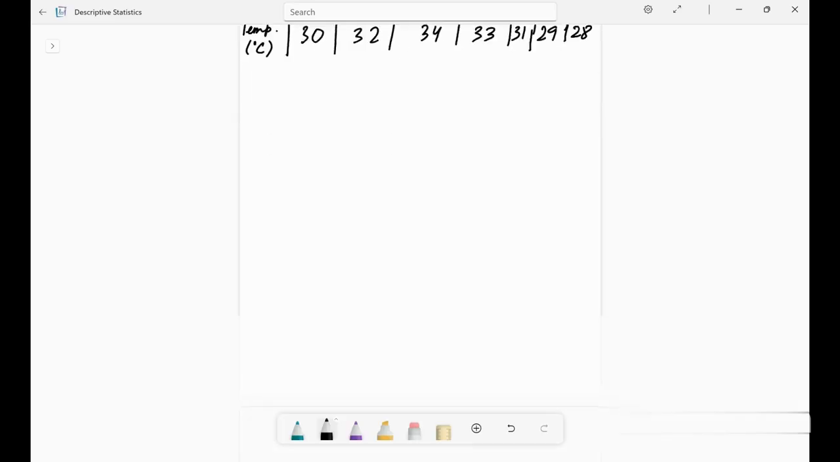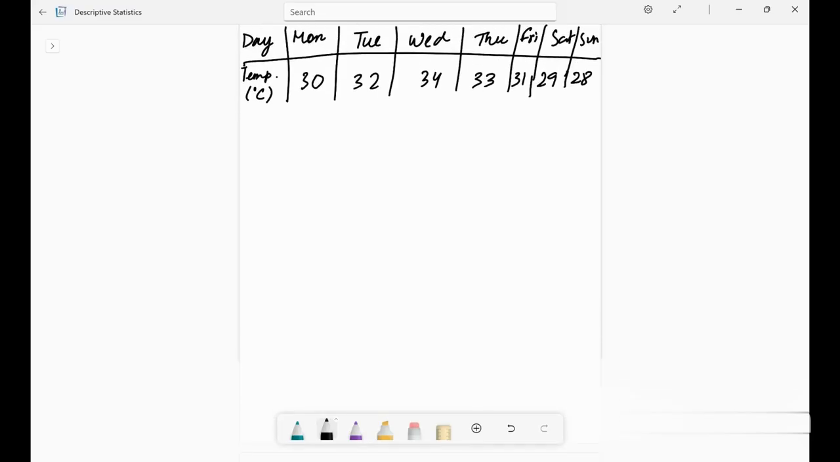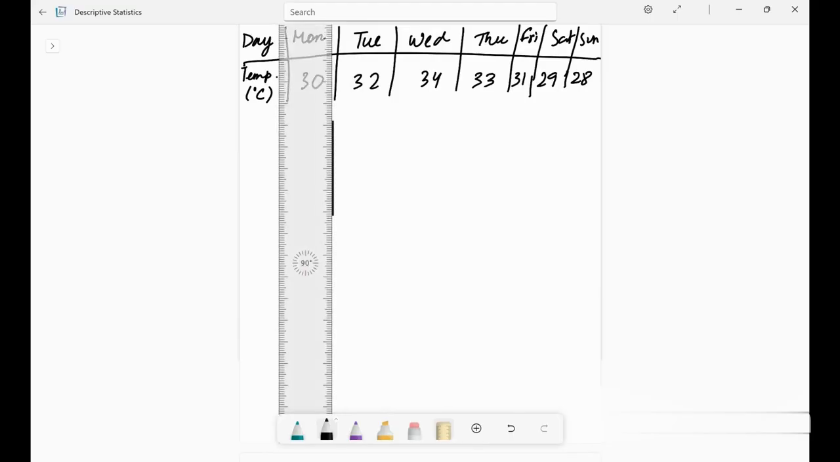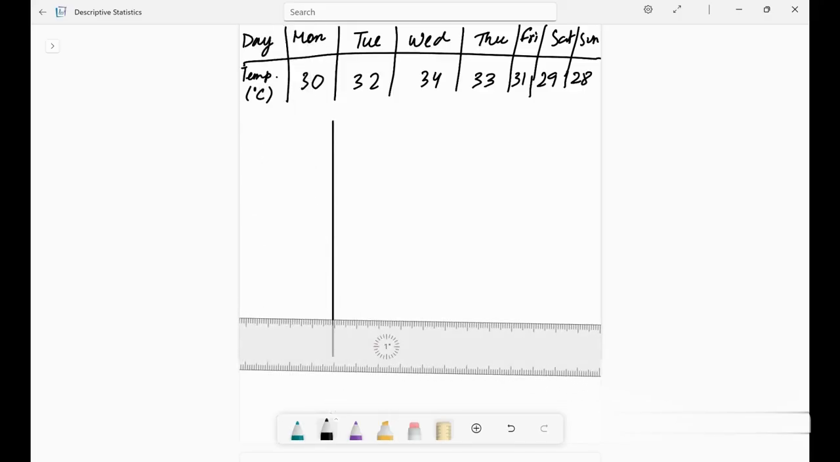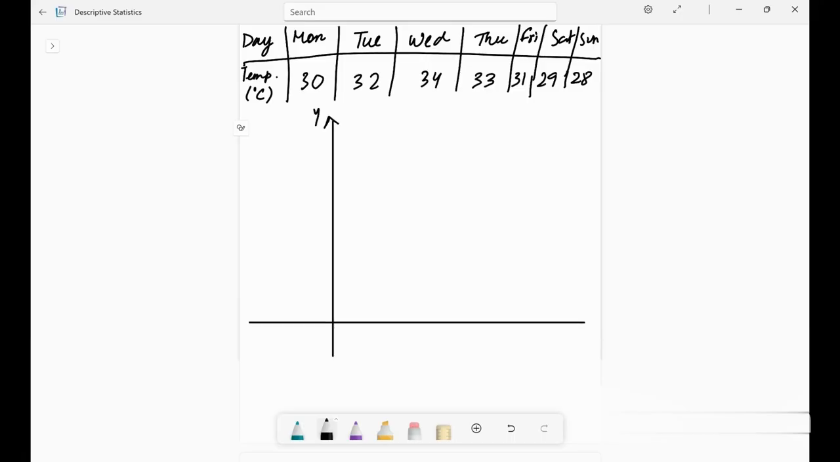How will you start plotting the graph? Will we use a scale? Yes, maybe I can use a scale. So this is the y-axis. This is the x-axis. Here, we'll plot the days of the week. And here, we'll plot the temperature in degrees Celsius. Where will we start from? We can start from 25 maybe.